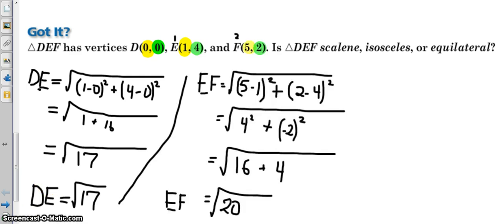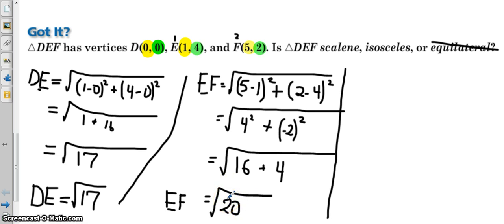So for EF, here's where you start to see that order is somewhat irrelevant as long as we're careful with our math. We go from 5 to 1, or from 1 to 5, so we say 5 minus 1. Then we go from 4 to 2, so we say 2 minus 4. So we set that up. I get a negative value, but remember that when we square anything negative, it just becomes positive. So I have 4 squared plus a negative 2 squared, which gives me 16 plus 4, or a radical 20. This right now tells me that we can go ahead and say this will not be equilateral, but it could still be isosceles if my final side comes out to be radical 17 or radical 20.